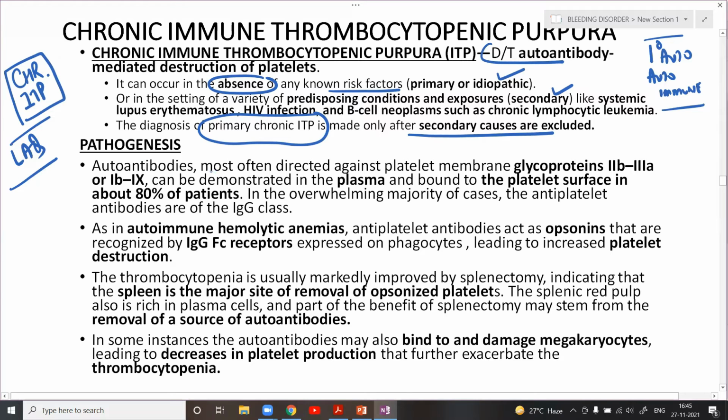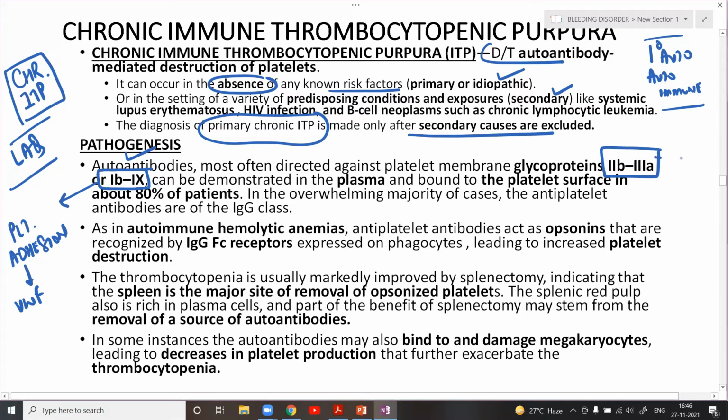So what is the pathogenesis? As I told you, our own body forms autoantibodies which are directed against the platelet membrane glycoproteins. There are two glycoproteins on the platelet membrane. One of them is glycoprotein 2B3A, and the other is glycoprotein 1B9. This is very, very important. If you remember, 1B9 was involved in platelet adhesion. It used to adhere the platelet to von Willebrand factor in the vessel wall.